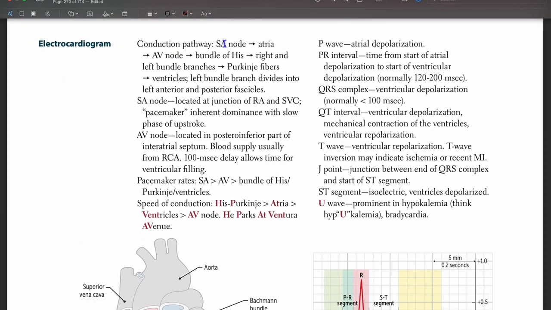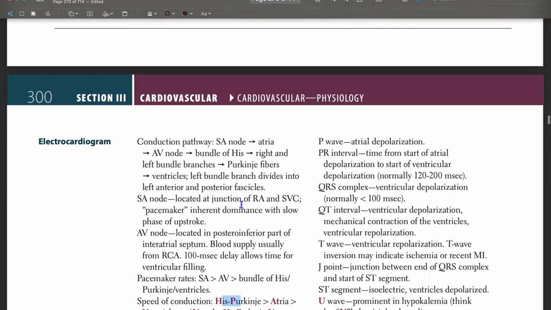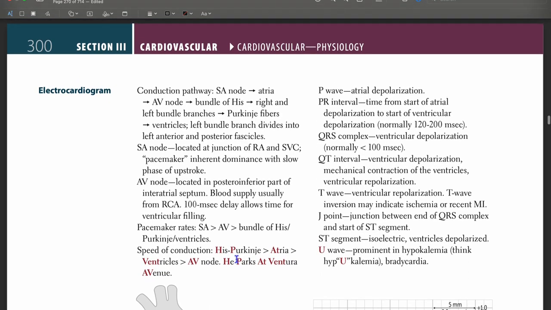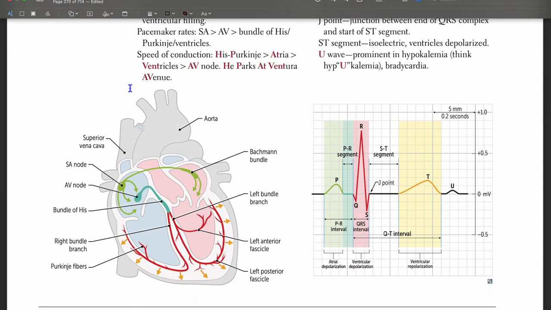Electrocardiogram. Okay, so this is what I was talking about. Don't they have a mnemonic here? They used to have a mnemonic here. Oh, there it is. Okay, he parks at Ventura Avenue. That's what the mnemonic was. Electrocardiogram. This is a pretty good photo.